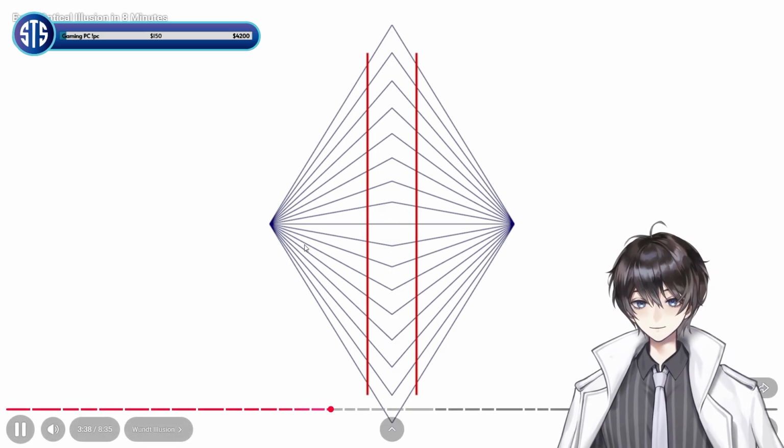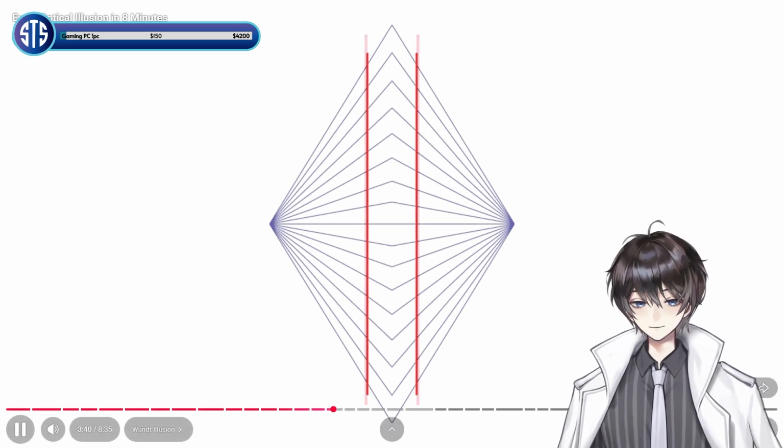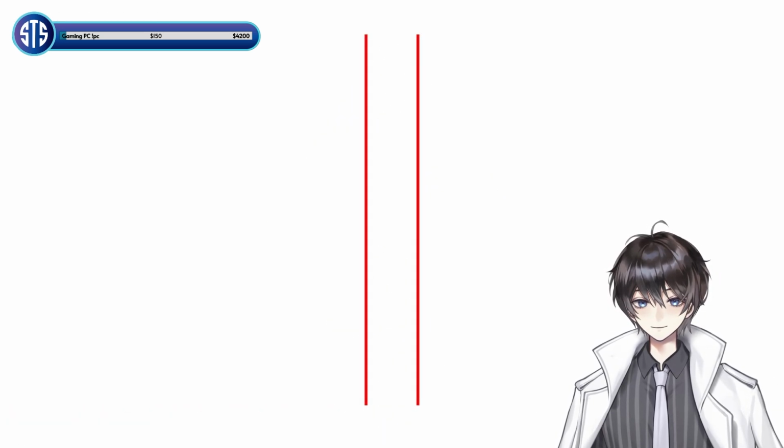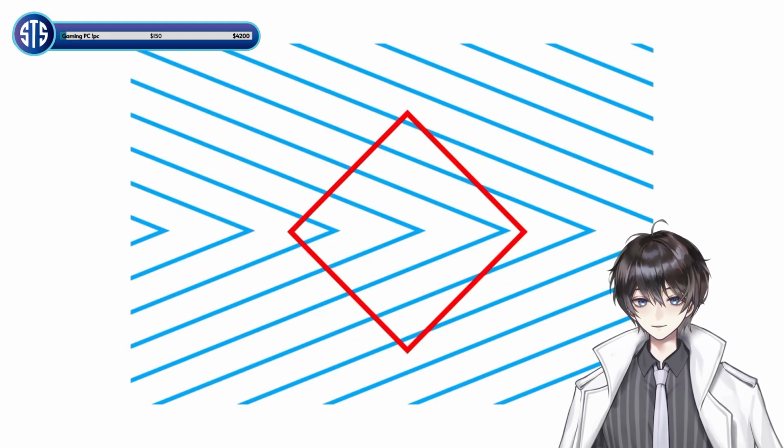Are the two red lines straight or bowed inwards? They are actually straight, but they appear distorted because of the lines in the background. There are two other variations of this, like the Hering illusion and the Orbison illusion.